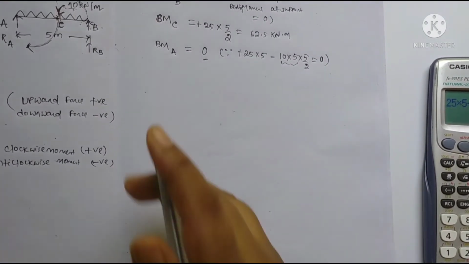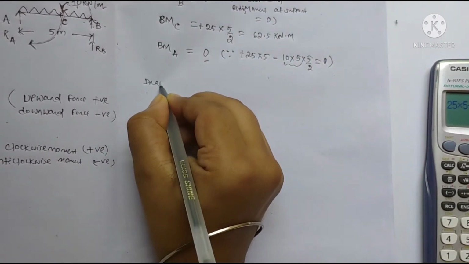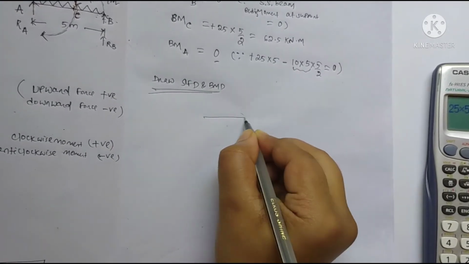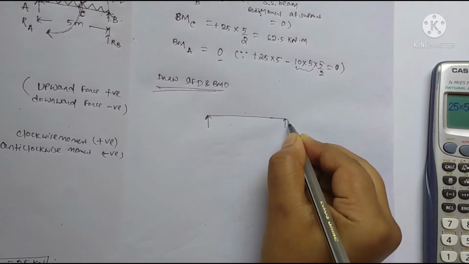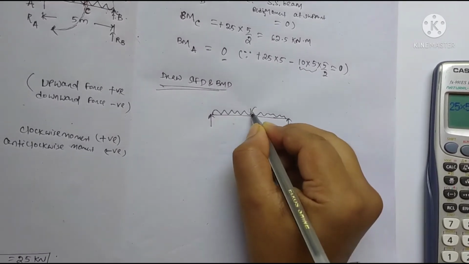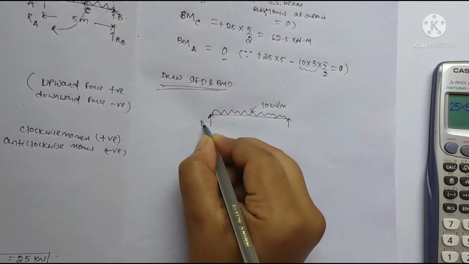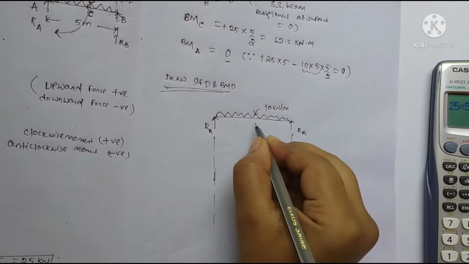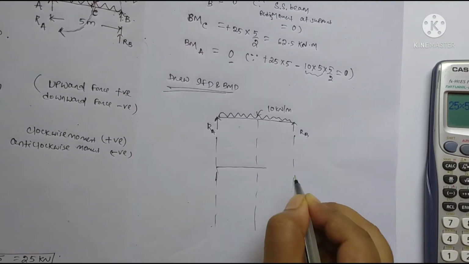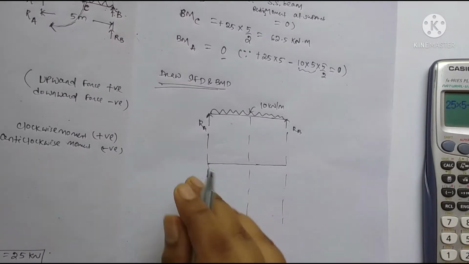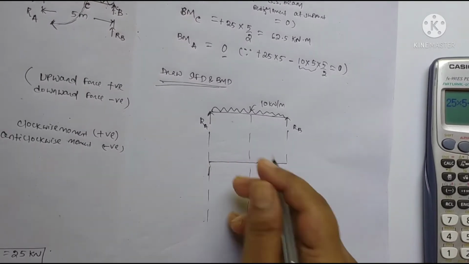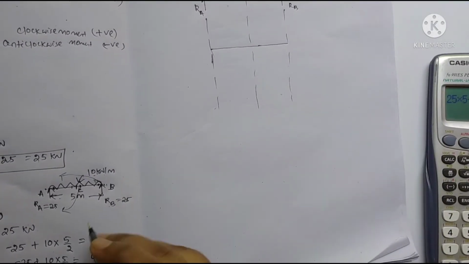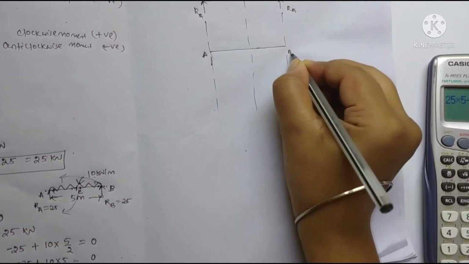Then let's draw the bending moment diagram. It's our final step. Draw SFD and BMD. 10 kilonewton per meter, that is RA, that is RB. Here is the value of shear force. Shear force, this is point A, this is point B.